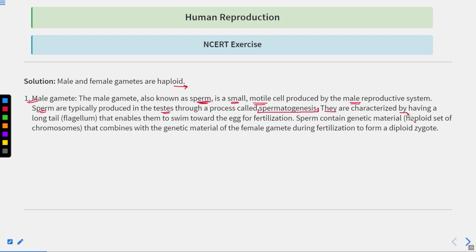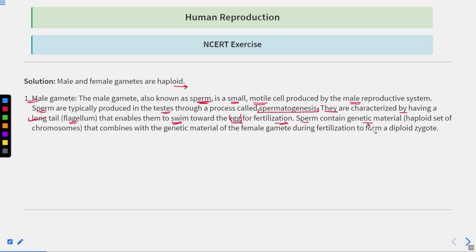Now they are characterized by having a long tail. So how are sperm motile and how do they swim? Because of the tail. They have a long tail, also known as the flagellum, that enables them to swim towards the egg for fertilization. Sperms have to swim towards the egg because eggs are non-motile. Clear? And these sperms also contain mitochondria that generate ATP, which helps them swim, because swimming requires energy and this energy is provided by the mitochondria.